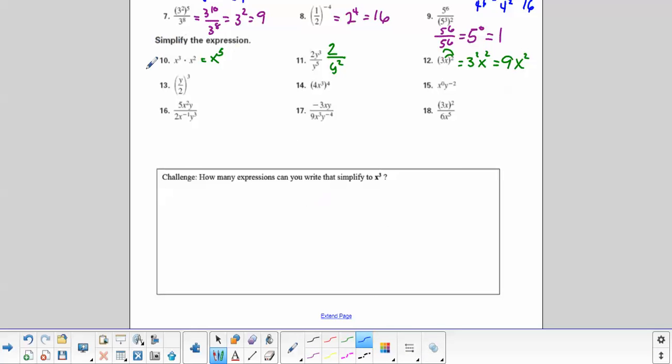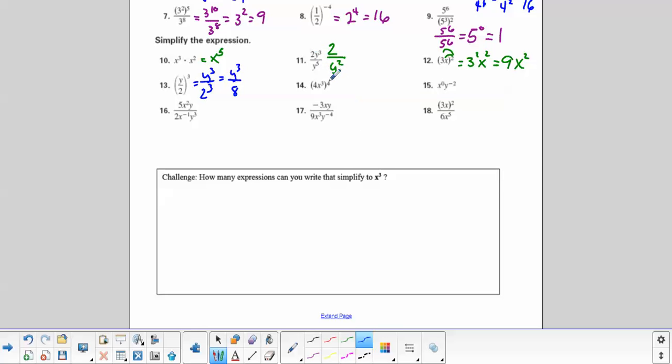Okay, next row. Distribute that 3 to the y and the 2. You get y to the 3rd over 2 to the 3rd. And y to the 3rd stays. 2 to the 3rd we know is 8.